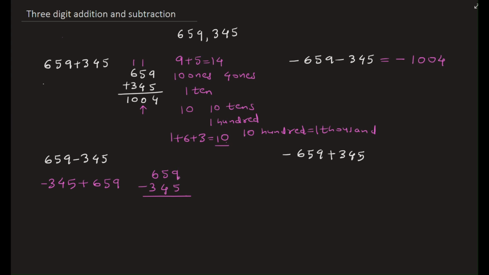So in the units place I have 9 and 5. So 9 minus 5 equals 4. So in the units place in the answer I will have 4. Then in the tens I have 5 minus 4, which equals 1. And then in the hundreds place I have 6 minus 3 equals 3. So the final answer is 314. The same answer here, I have the other way round, negative 659 plus 345.